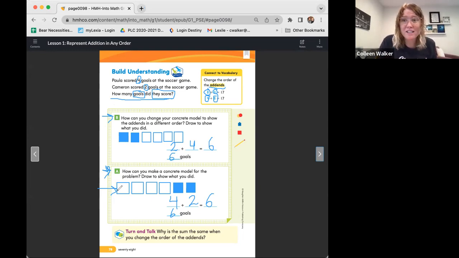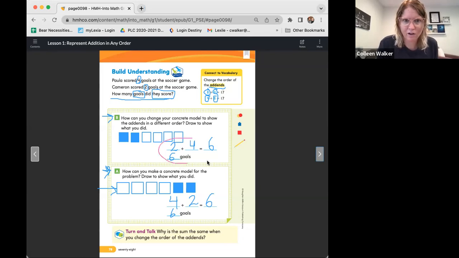Time to do a turn and talk. Oh, yay, we get to hear from Monkey the mathematician. The turn and talk at the bottom, and I want you to talk to your homeschool teacher. Why is the sum the same when you change the order of the addends? Do you see that, boys and girls? Here it says, let me get a color to show you.